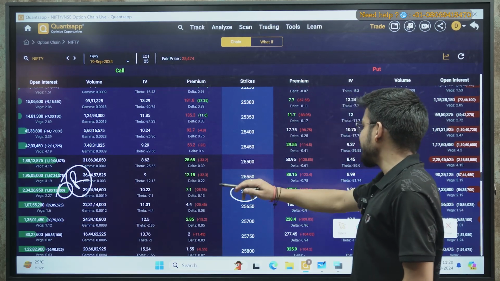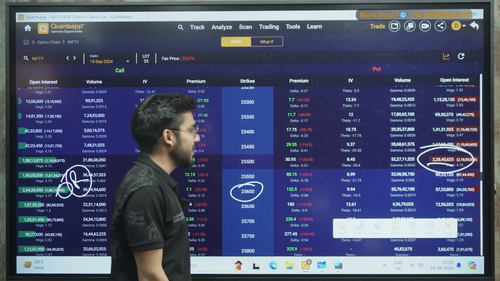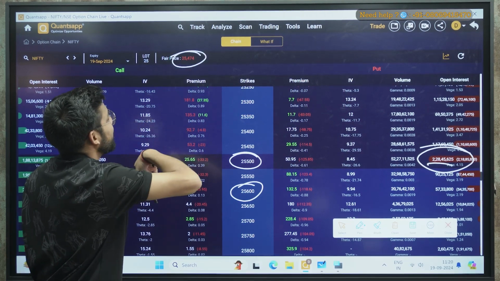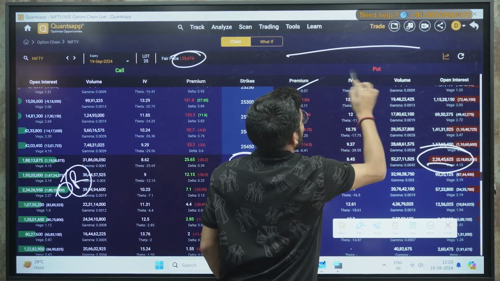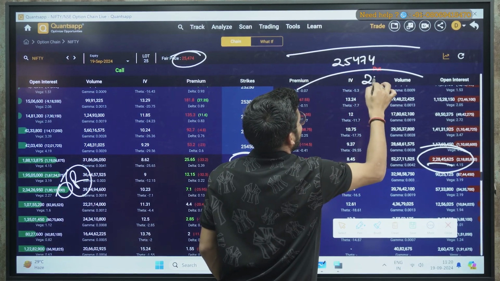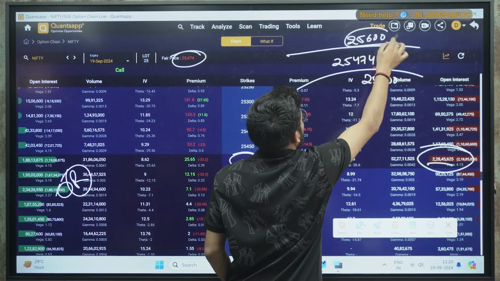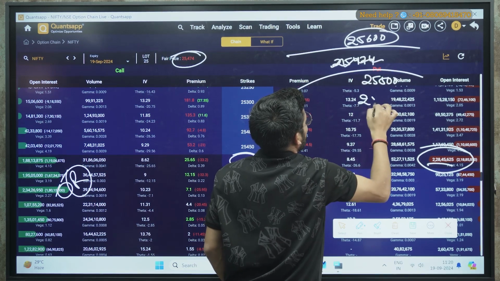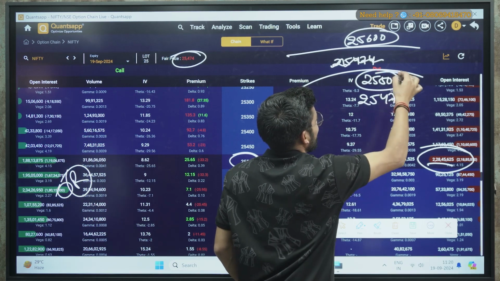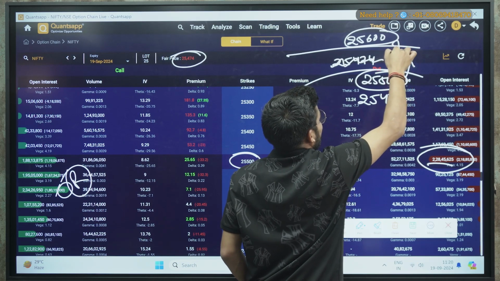And what could be my support? My support can be this one, where the maximum number of put sellers are sitting. So this is 25,500. Right now my market is at 25,474. So if my market is at 25,474 and my support is 25,500, and 25,600 is my very strong resistance. Right now my market is here at 25,477. These are the people, that is my strong support, who want the market to remain above it, and these are the people who want the market to be below 25,600.